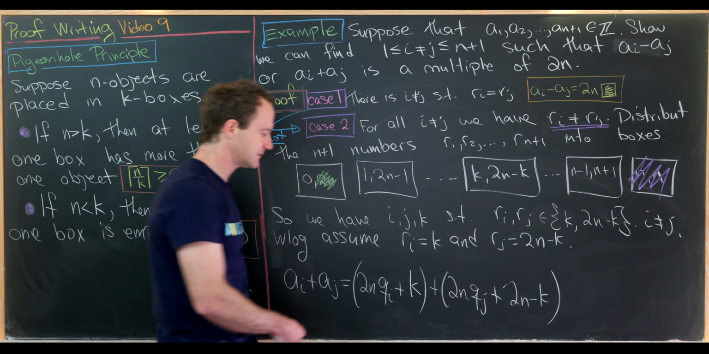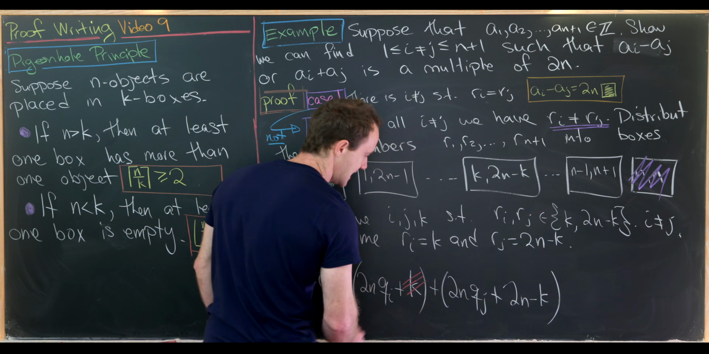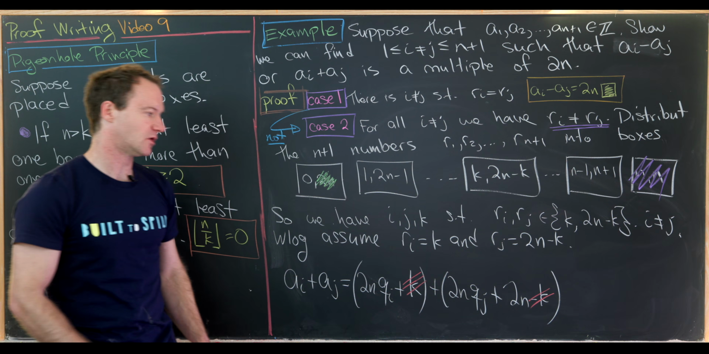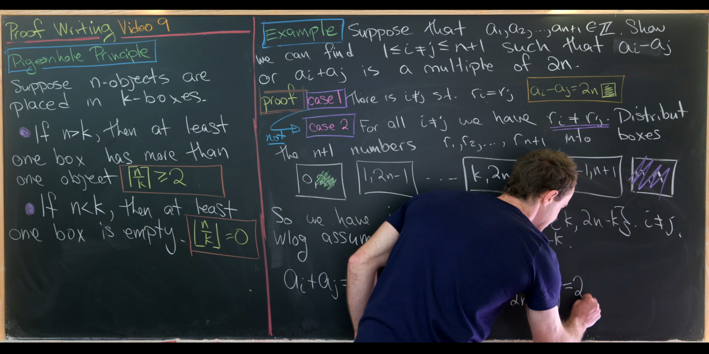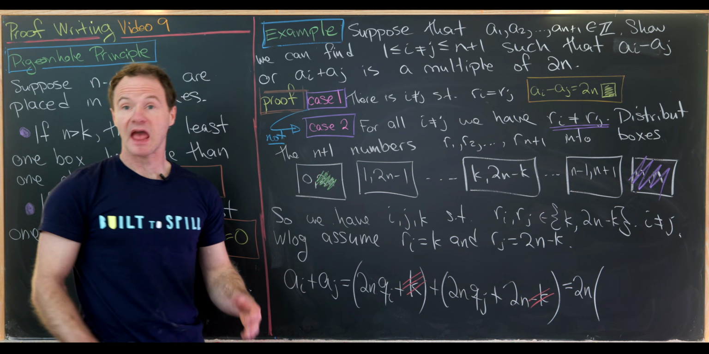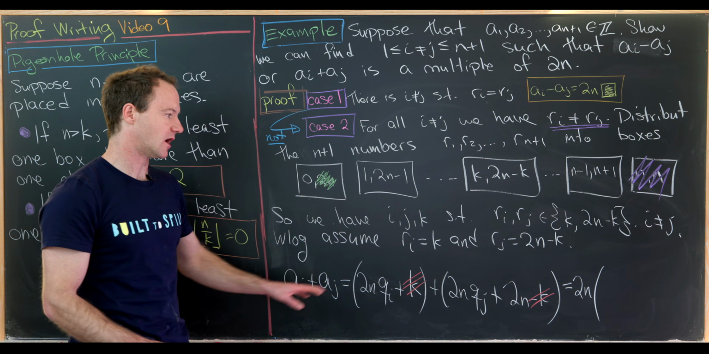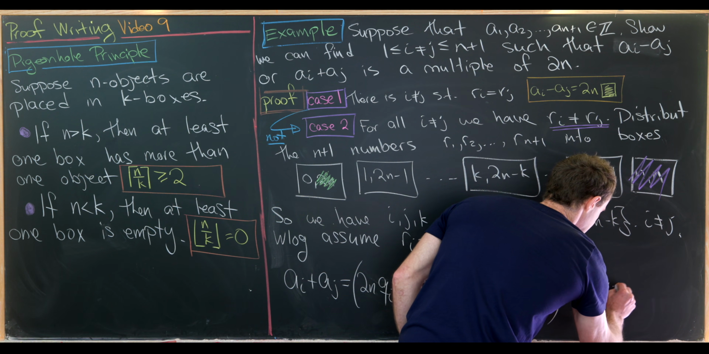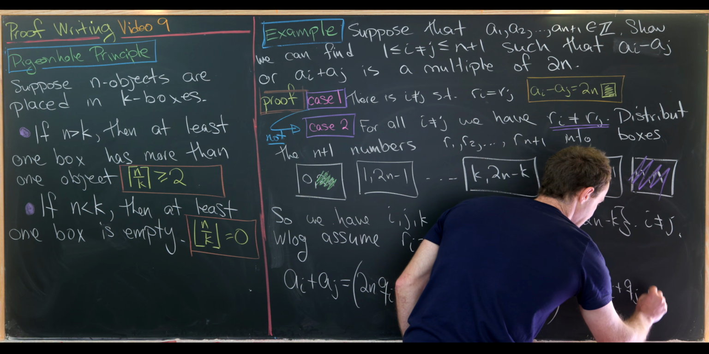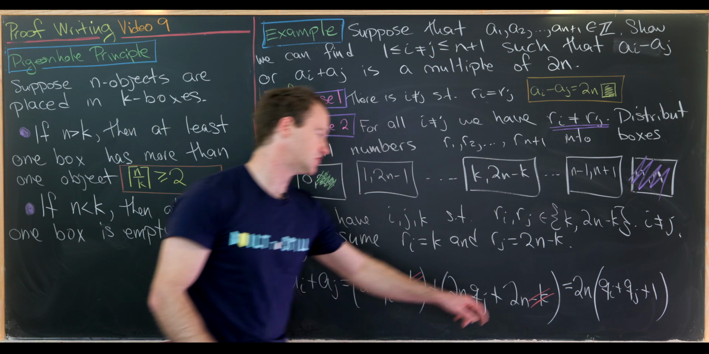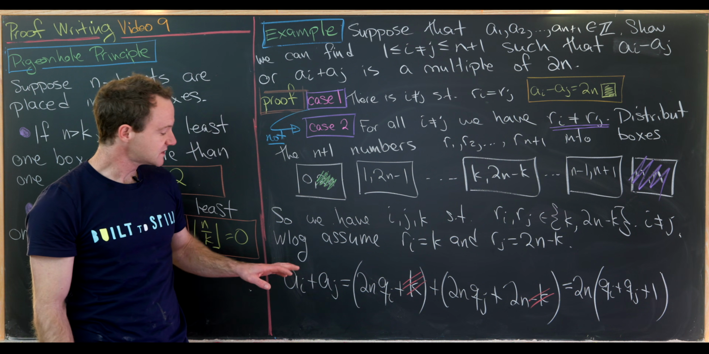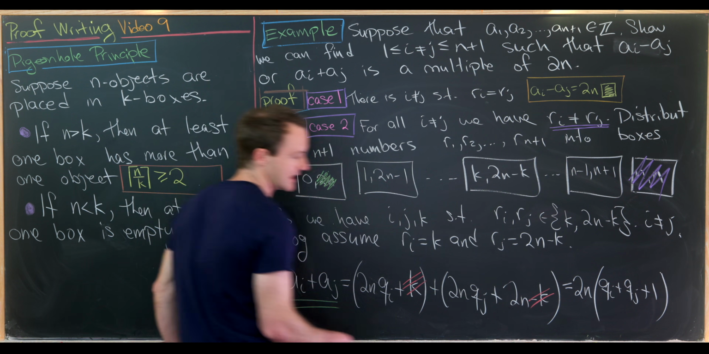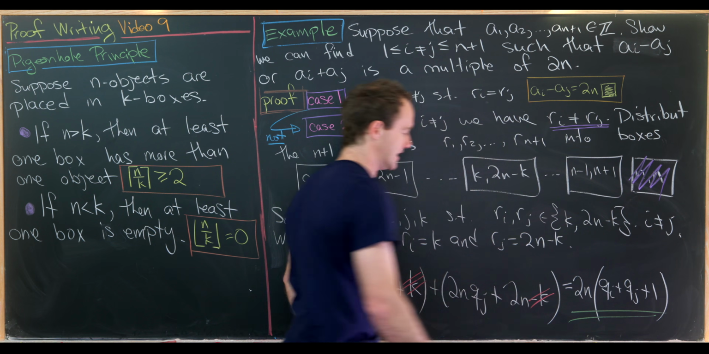But now we get some nice simplification. This K here cancels with this K here. And then everything else is a multiple of 2n, making the sum a multiple of 2n. And we can explicitly write it as the following multiple of 2n. We have 2n times qi plus qj, and then plus 1, from factoring the 2n out of this term right here. So in the end, we have ai plus aj is a multiple of 2n.